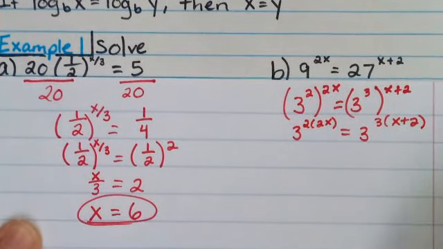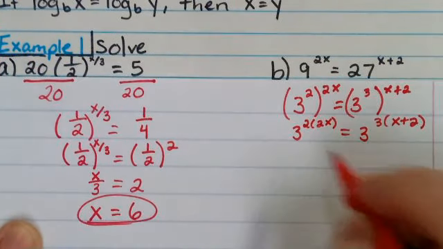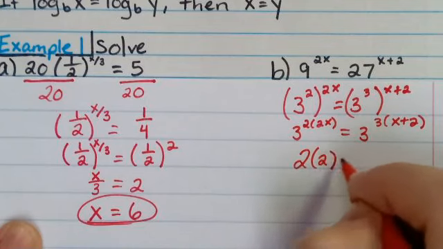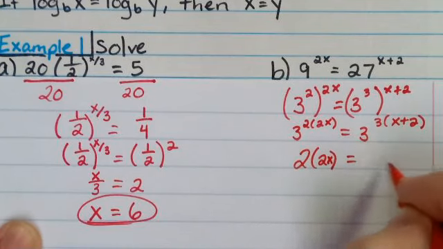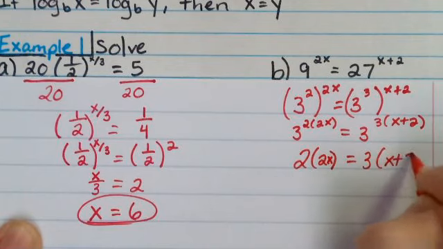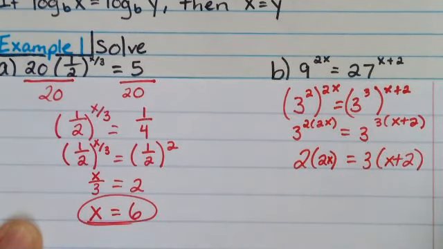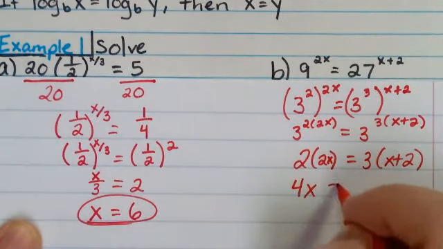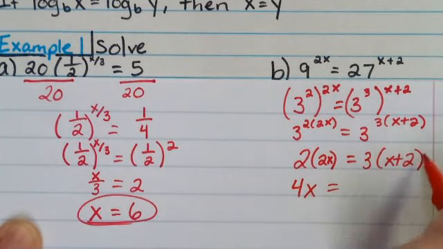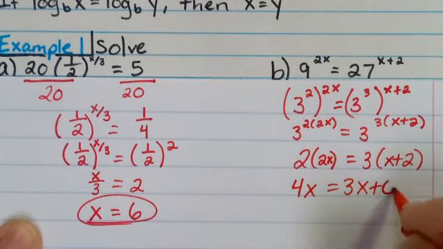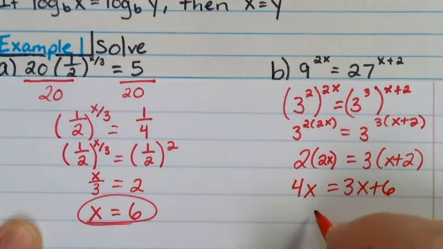And now I'm able to drop those bases. Really, 2 times 2x is equal to 3 times x plus 2. That's way more simple at this point. We got 4x if you multiply that out, and then over here, distribute your 3. 3x plus 6. Subtract your 3x, we get x equals 6.